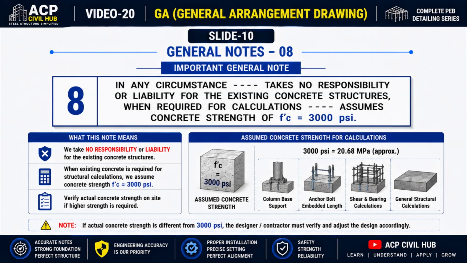Therefore, before connecting any new steel structure to an existing concrete member, always verify the actual condition and strength of the concrete instead of relying only on assumed values. This helps ensure safe load transfer, reliable structural performance, and prevents unexpected failures during construction or service. In the next slide, we'll continue with General Note number 9.